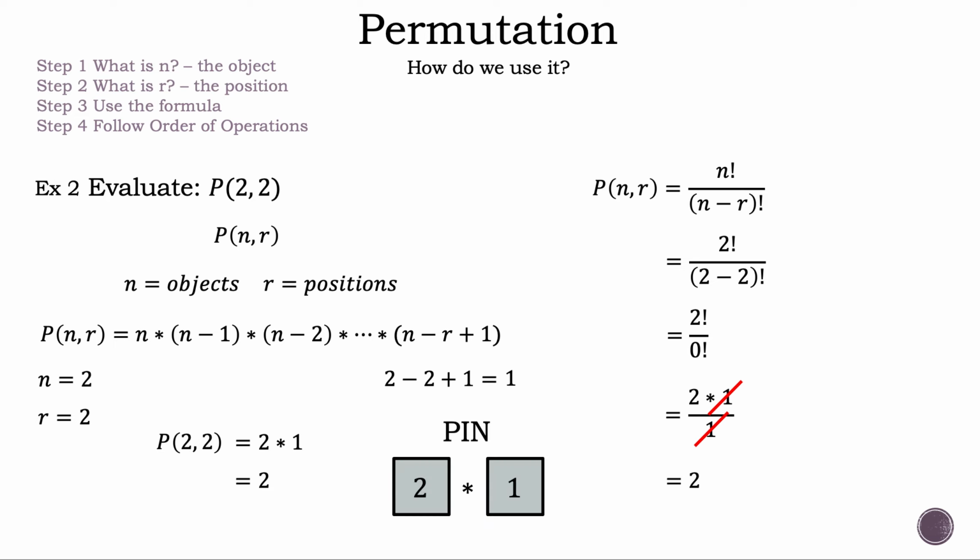And if we use the pen to solve it, the first number has 2 options, and the second number has 1 option, since permutation is without replacement. That is example 2.